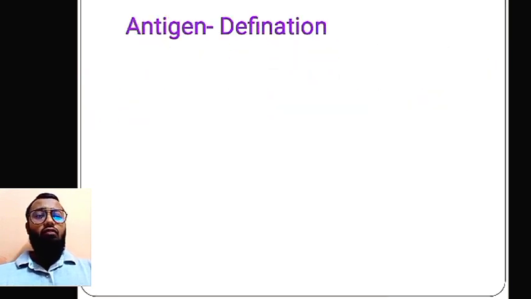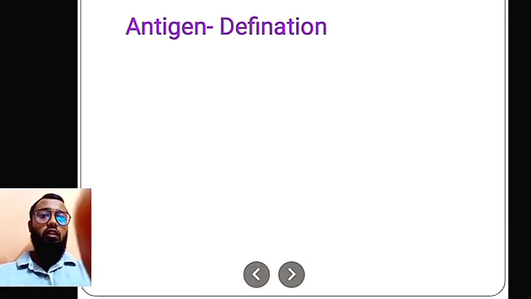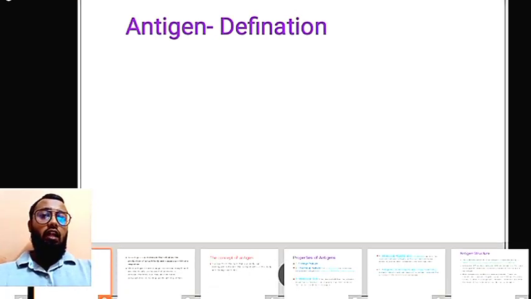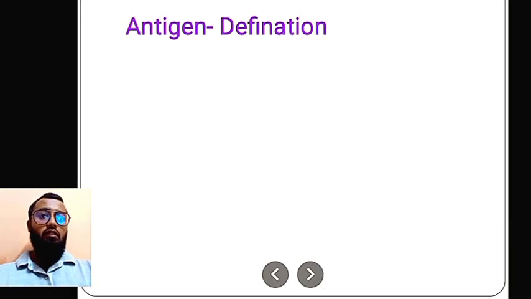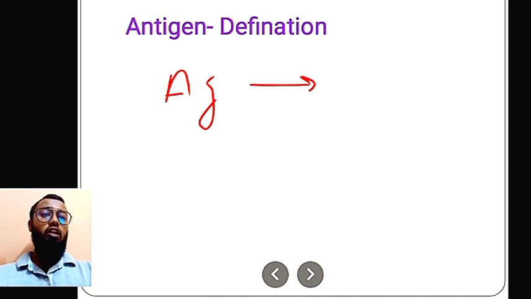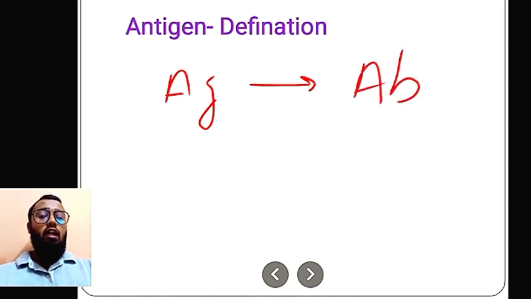Antigen. Any foreign substance that enters our body gives a response in the form of antibodies. Antigen is a foreign substance. When it enters our body, it gives a response in the form of antibodies, and these antibodies help to fight against the antigens.